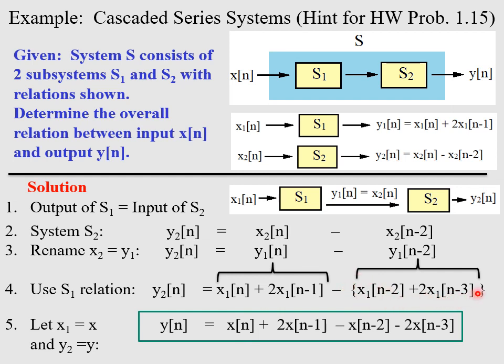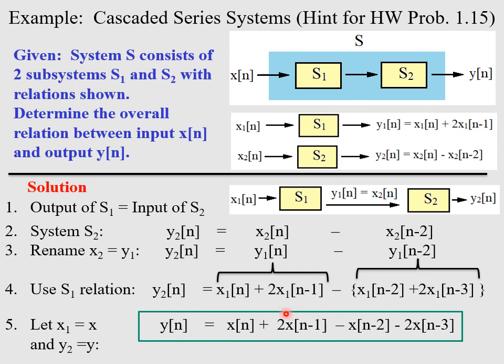So notice this signal here, or sequence, is the same as this one, but the difference is it's been delayed by 2. So instead of n, we have n minus 2. Instead of n minus 1, we have n minus 3. Finally, with all of this written out like this, we can rename x1, which is the input of system S1. Well, let's just call that x because that's really what's going into S1 here. So all these x1s that you see up here, let's just call them x.